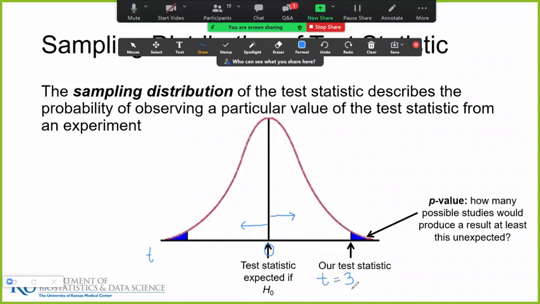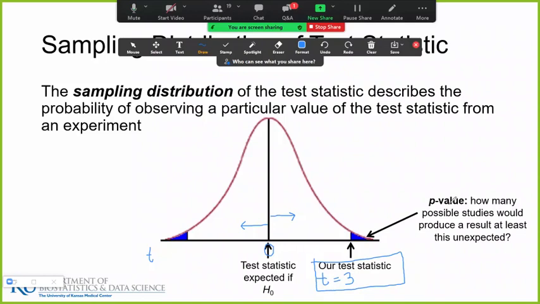If I get a calculated value of t of 3, then I want to take a look at where it falls along the x-axis and place it there. And this distribution describes how likely it is, under a certain reality or scenario, that I will observe a particular value of the test statistic. And the p-value quantifies the likelihood of observing the test statistic that we actually calculated.